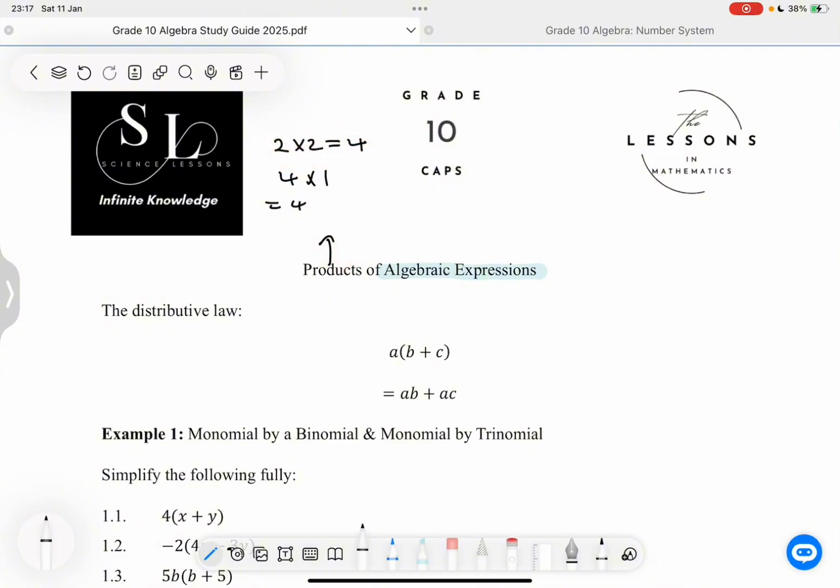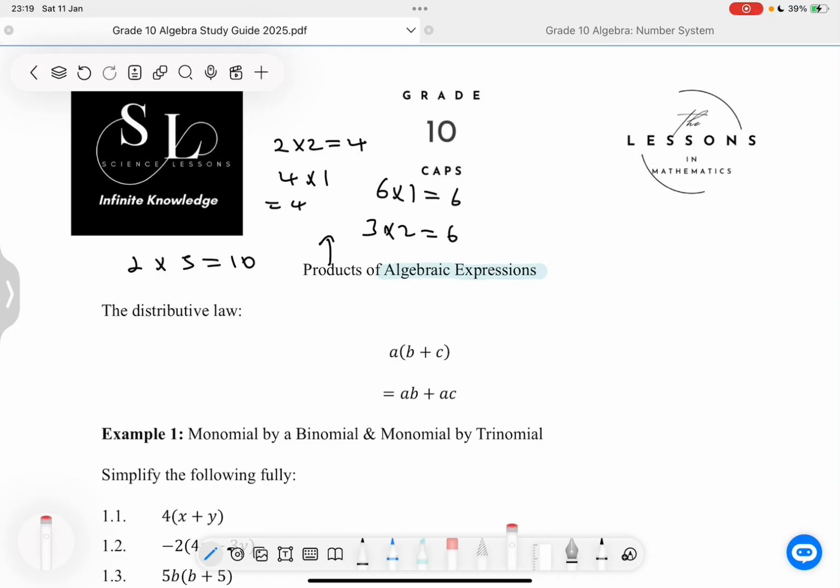I can even get a product from multiplying 6 and 1 to get a 6. We call the number 6 a product. I can say 3 times 2 is a 6. This 6 is a product because it came about when you multiply two numbers.